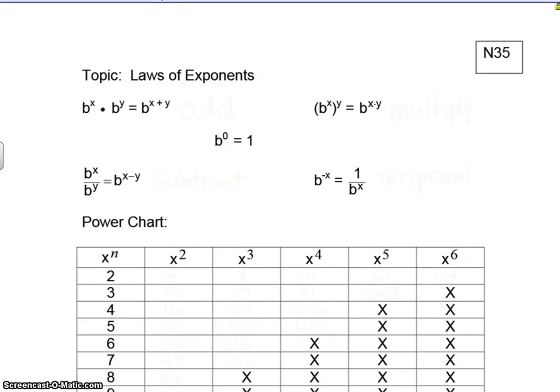This is topic N35, laws of exponents. Before we go ahead and do some examples, let's just review the laws of exponents. When your bases are the same, then you're going to add your exponents. Whenever your bases are the same with a division problem, then the law of exponents says to subtract the exponents. Keep your base and subtract your exponent.